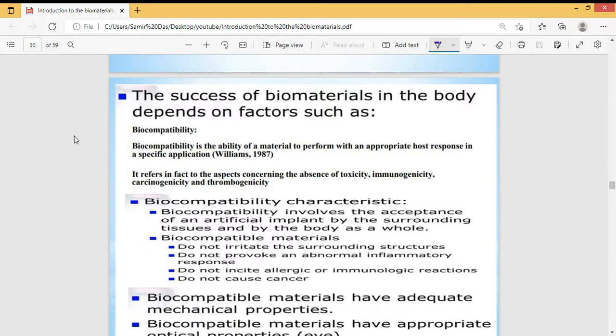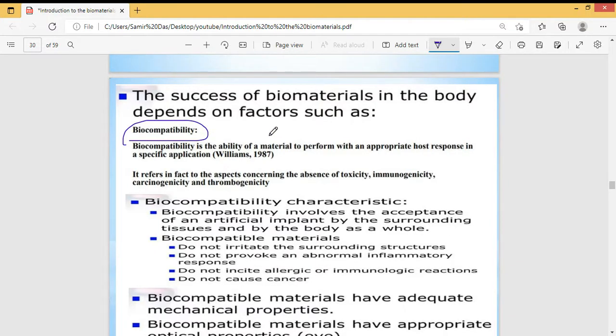So materials should be biocompatible in nature, so it will not have any toxic reaction with the host tissue or host organs. So the definition is: biocompatibility is the ability of the material to perform with an appropriate host response, as per Williams' point of view in 1987.